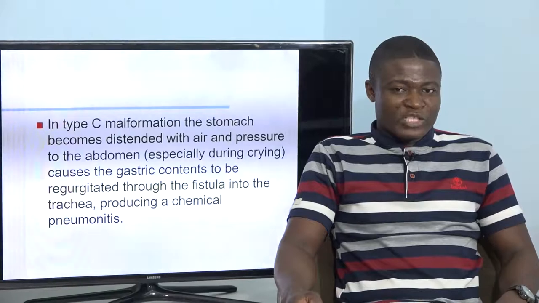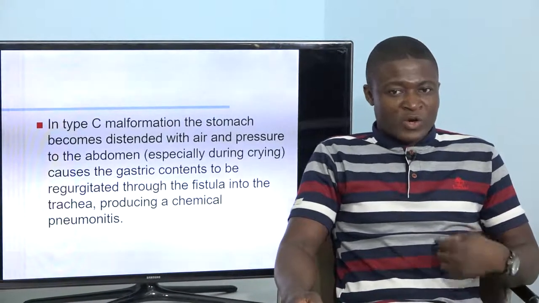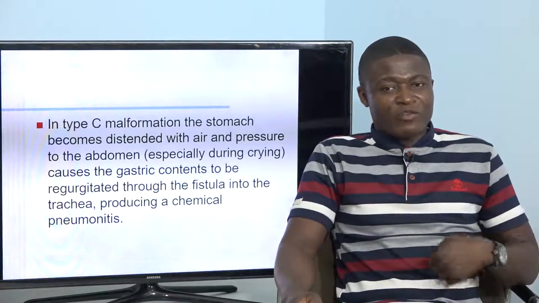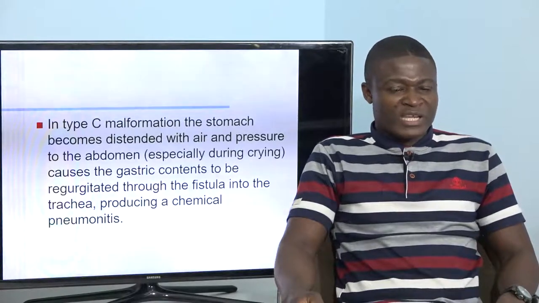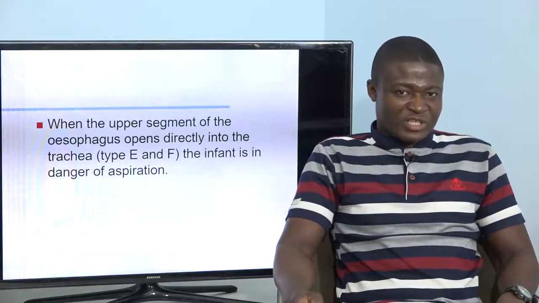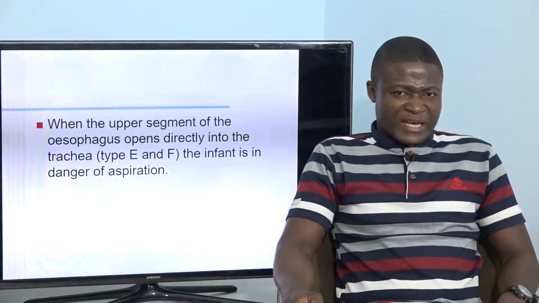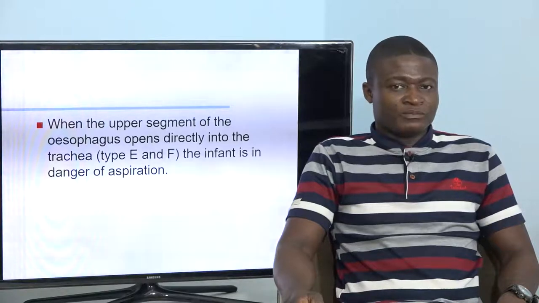And this can also lead to chemical pneumonia, because content from the stomach can easily overflow into the trachea and then into the lungs. And remember, there is already acid within the stomach. When the upper segment of the esophagus opens directly into the trachea, that is the type E and the F, the infant is in danger of aspiration.